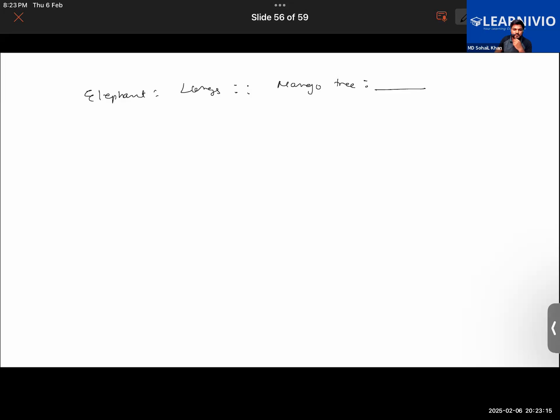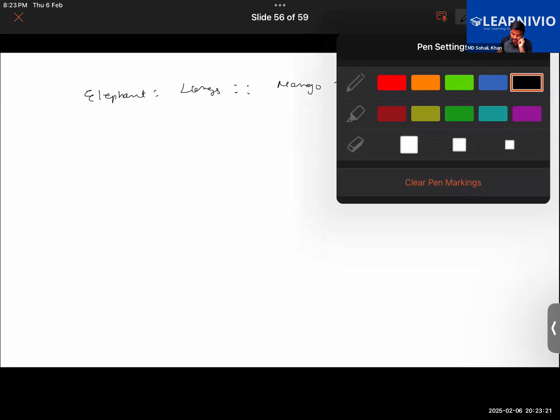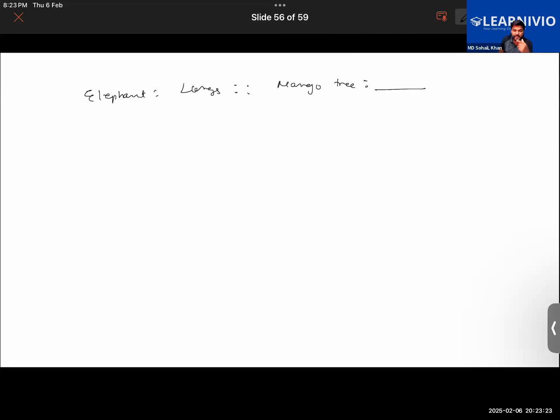Oxygen, like if we plant more, we get more oxygen. No. See, elephants breathe in with the help of lungs. So how do mango trees breathe? Or any given tree, how would they be breathing?